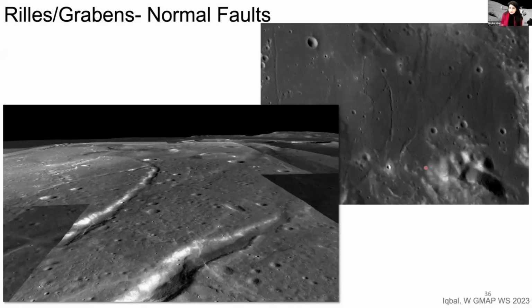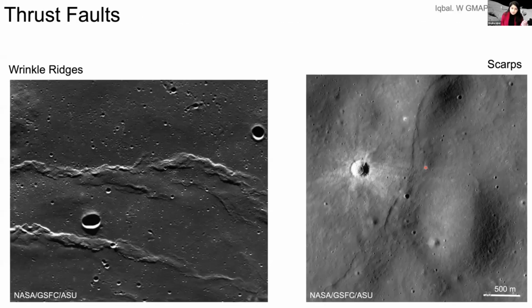So grabens are extensional features that consist of two normal faults, and you can find them on highlands, as well as on Mare units. And wrinkle ridges are the compressional feature which we find on Mare units, and you could see them in the segmented sections, and the scarps are smoother thrust faults, which are mostly found on highlands.